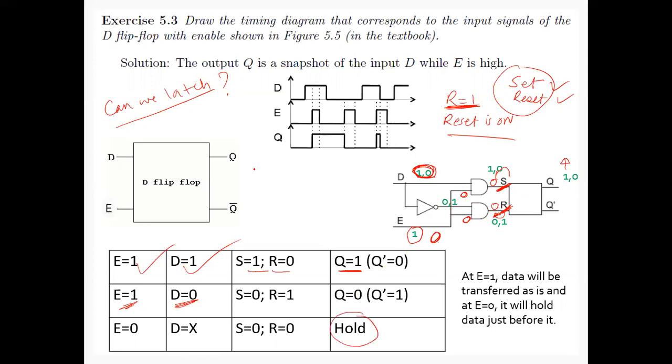So the problem is solved. And 1 and 1 never occurs here, right? This will never have 1 and 1. So that illegal thing is also avoided. This output and this output can never both be 1. So that illegal thing is avoided, and also we can set, we can reset, illegal thing avoided, and we can hold it. This is perfect.